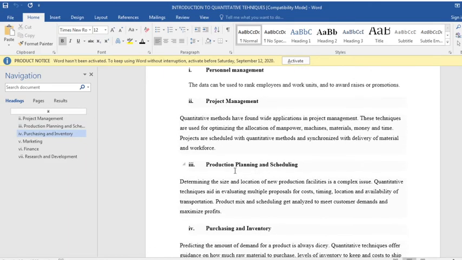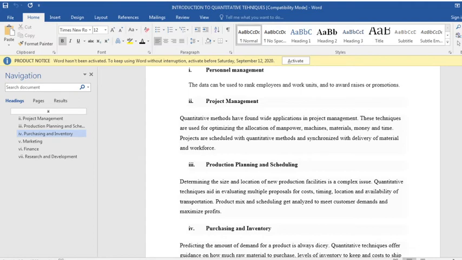The other one is production planning and scheduling. This is actually used in production, where raw materials are converted into finished goods, and here you find that it is going to be applicable in evaluating the cost, the timing, location of a business enterprise and all that. Those aspects actually involve quantitative techniques.